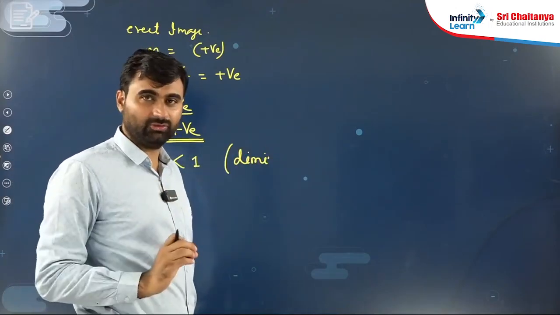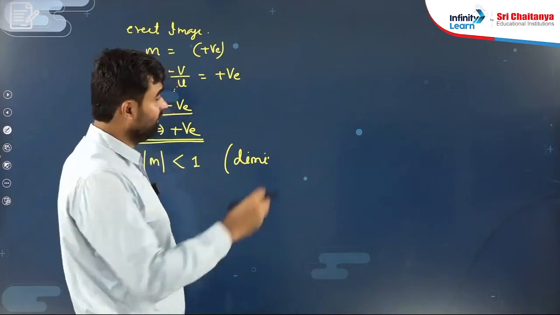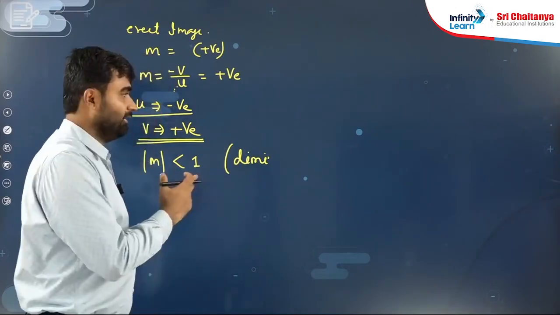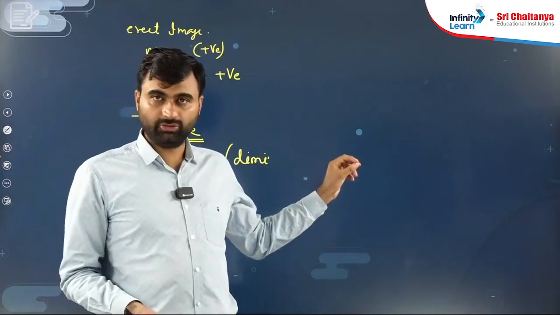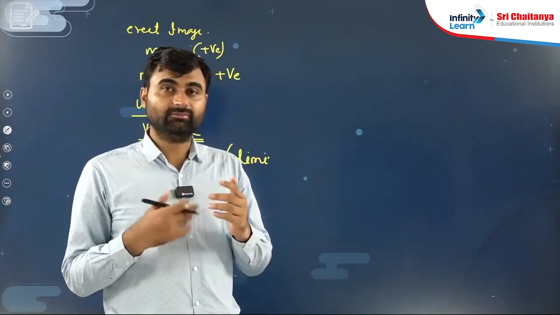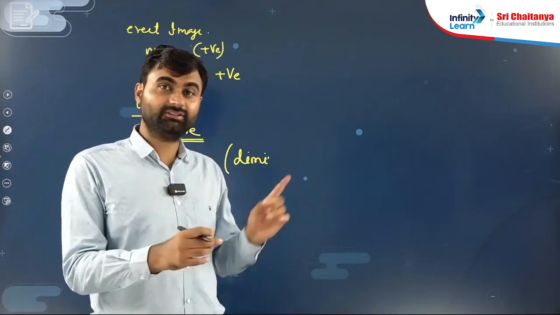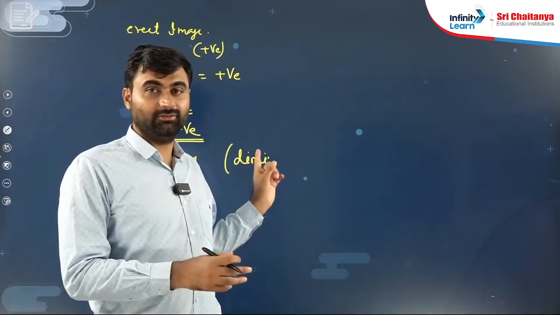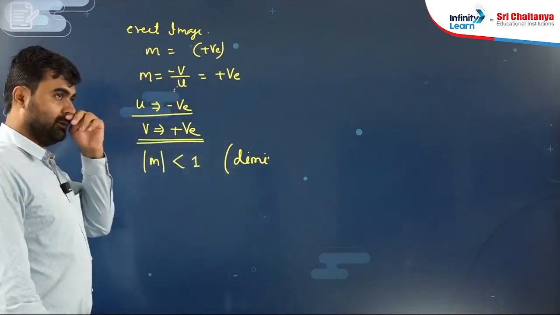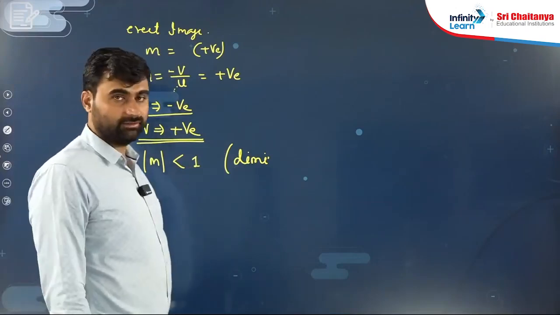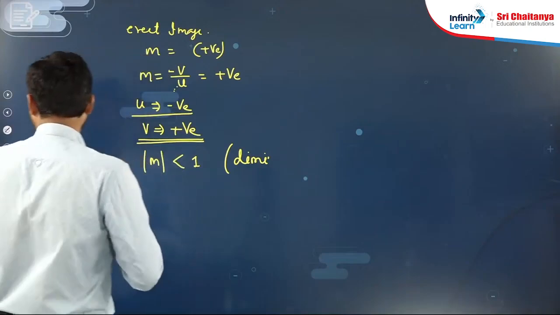There is a direct theoretical point also, but I am not using any theoretical point here. That question we can solve just by the theoretical point. But I am teaching you how to find out everything by using these formulas, numerically, mathematically. So understand it. Mod m is less than 1, it is a diminished image.